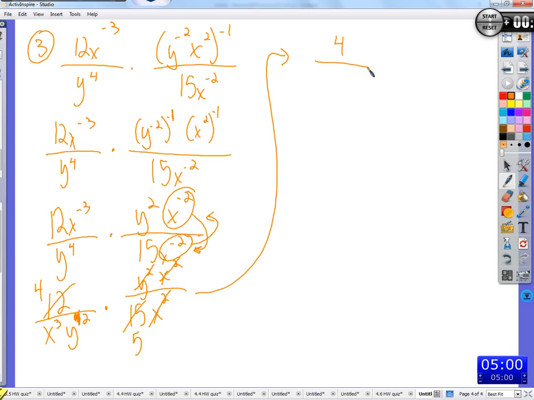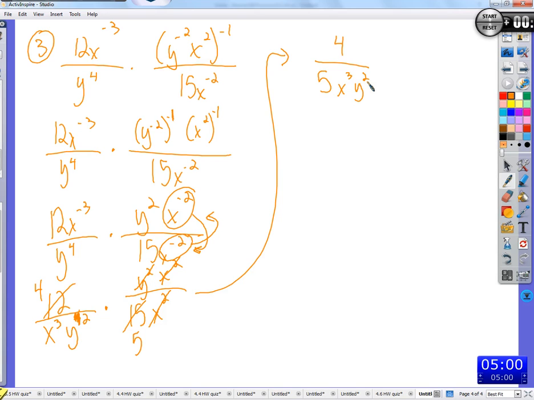We have 5. I like to put the numbers first. 5 times x cubed y squared. The numbers don't have any factors in common. There's no x factors in common, no y factors in common between the numerator and denominator. Nothing to combine. Single x to a power, single y to a power. There's just not anything we can do to make this look any prettier, so we stop.